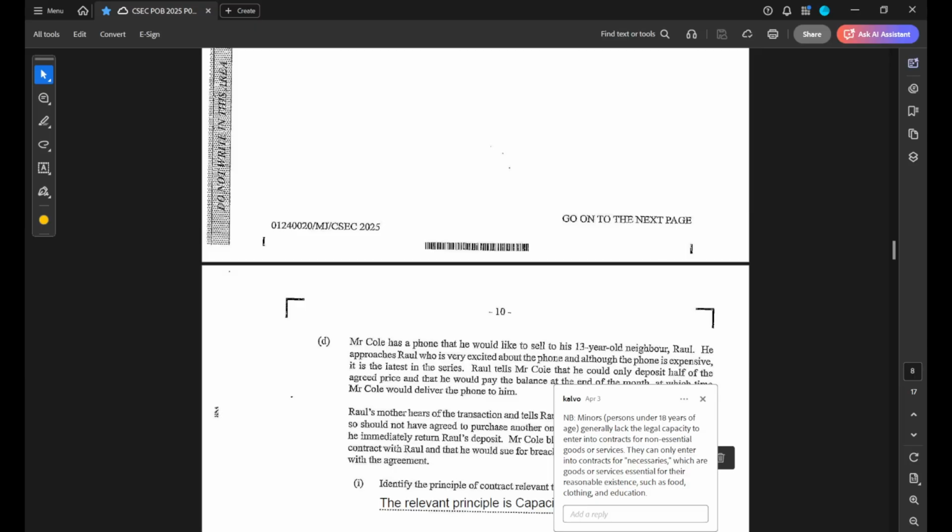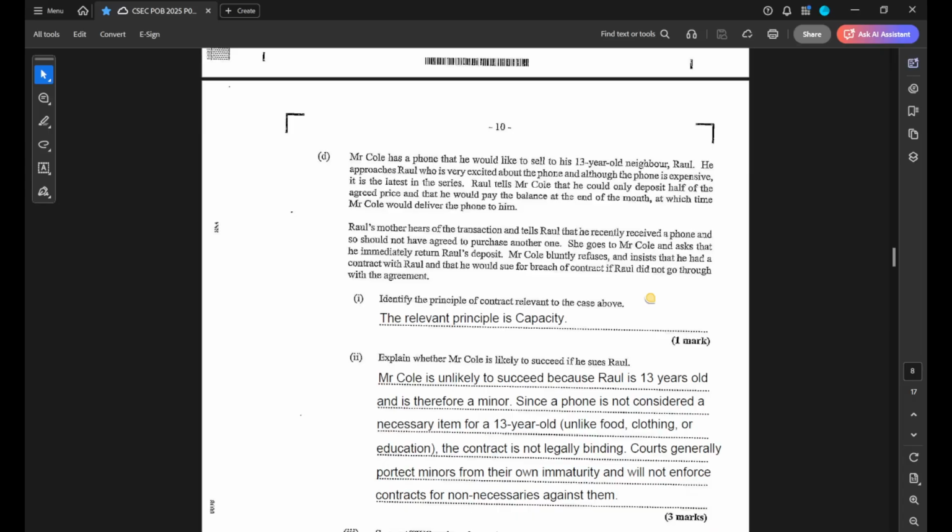I don't think so. Part 2: explain whether Mr. Cole is likely to succeed if he sues Raul. Mr. Cole is unlikely to succeed because Raul is 13 years old and therefore a minor. Since the phone is not considered a necessary item for a 13-year-old, unlike food, clothing, shelter or education, the contract is not legally binding, so it will not hold legally. Courts generally protect minors from their own immaturity and will not enforce contracts for non-necessaries against them. For 3 marks, that is it.